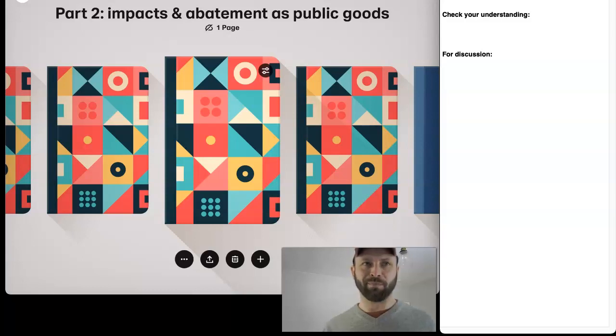All right, here we are back talking about environmental economics through the lens of climate change. And this is lecture part 2, the impacts of climate change and the abatement of climate change as public goods. And we're going to talk about what that means. We're going to develop a typology, and we're going to look at our market model, go back to our competitive market model, and show how public goods are likely to be underprovided in a competitive market.